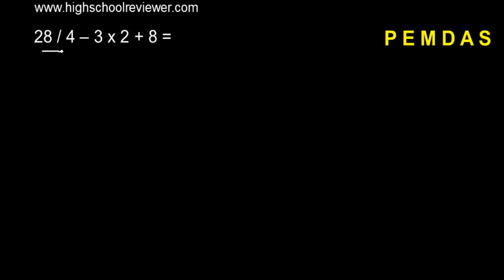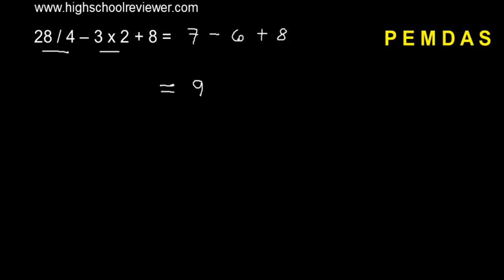So 28 divided by 4, and then we also have to multiply 3 and 2. 28 divided by 4 is positive 7, minus 3 multiplied by 2, that is positive 6, plus positive 8. And since we only have subtraction and addition, we can perform this from left to right. 7 minus 6 is 1, and 1 plus 8 is positive 9.